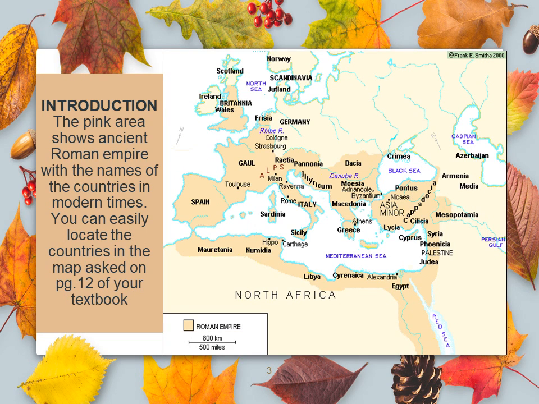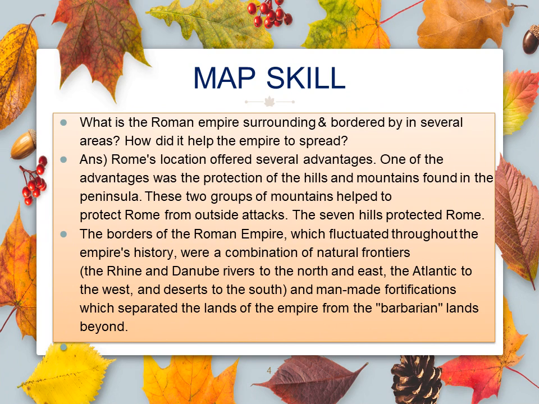So here we have the map, and based on this map, children, you can do that activity in your textbook on page 12. So please take the help of this map. Now here we have the map skill, and after the map skill they have asked us a question. So this is what I found would be the relevant answer. So please go through this.